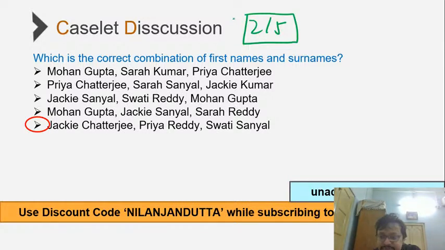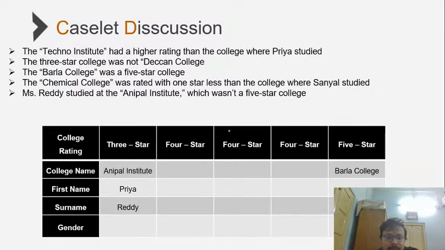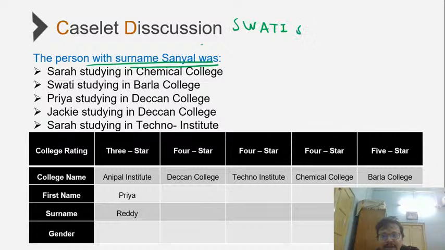Is this clear so far? So let us move ahead and see what we can do with the next question, especially now that we have Swati Sanyal as one of the names. If you remember, there was a question which talked about the person with surname Sanyal. Now look, we already know Sanyal's full name is Swati Sanyal. So now, which of these must be the right answer?